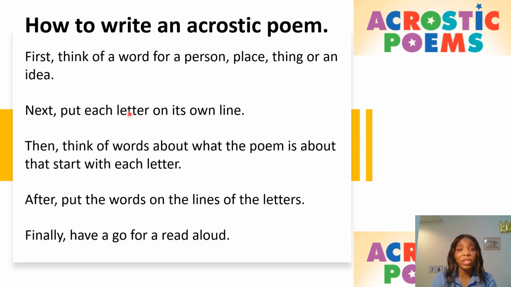Next, you have to put each letter on its own line, just like the previous word we used, which is sun. You can see it right here, sun. This is when you have come up with a word you want to use for your acrostic poem. Then you have to think of words about what the poem is. And then you have to line up the letters accordingly in lines. Now, after that, you have to put the words on the lines of the letters. And finally, guys, you have a go for a beautiful read aloud.